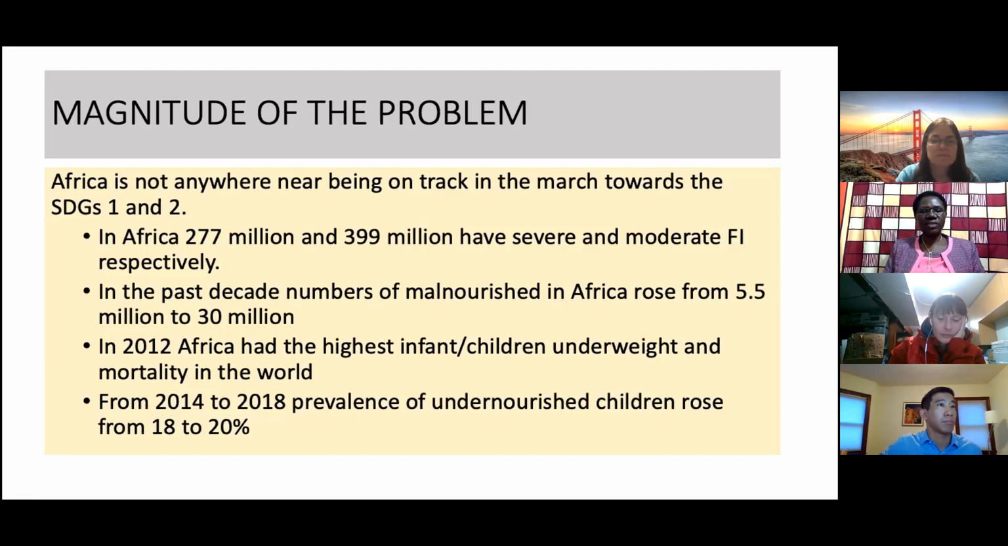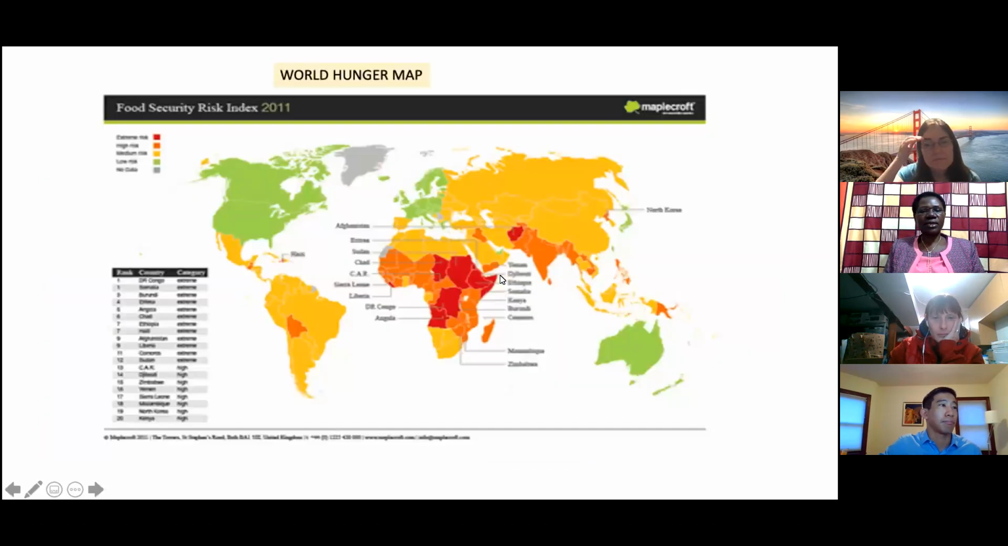Again, in 2012, very high levels of infant and child underweight and even mortality were recorded in Africa, the highest in the world. And if you look at the trend, the prevalences are just on the increase. So this is just to show the World Hunger Map. As you can see, Africa is mostly red and chocolate, as if there are no green forests that we know exist in Africa.